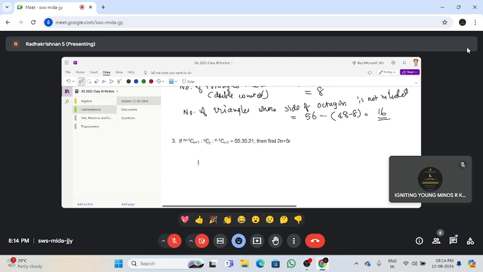Okay. If n plus 1 CR plus 1 is to NCR is to n minus 1 CR minus 1 is 55 is to 35 is to 21, then find 2n plus 5 CR. First you find out n and r. From this you can find out n and r. Okay. Because 2 ratios are given. N plus 1 CR plus 1 is to NCR is 55 is to 35. NCR is to n minus 1 CR minus 1 is 35 is to 21. So from that you are going to get 2 equations in n and r, which can be solved. You can determine n and r and calculate 2n plus 5r.